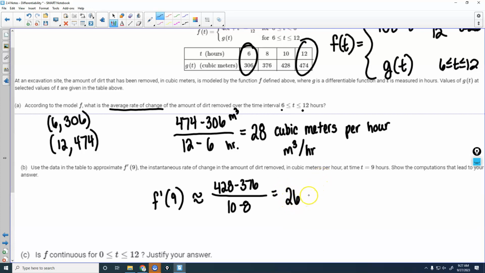And this would be cubic meters per hour also. It tells you cubic meters per hour on that problem. If they put units in the problem, put units in your answer. Sometimes there's a point for that.